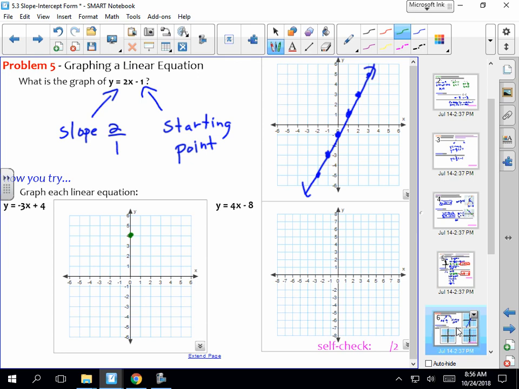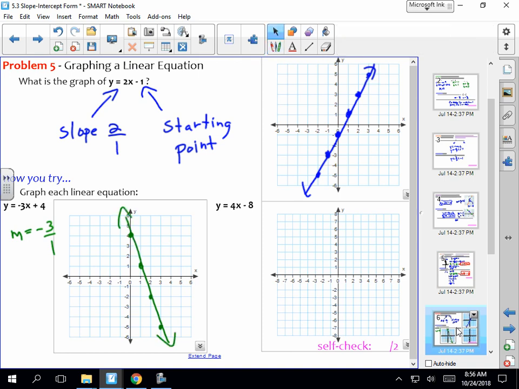What's my slope? -3 over 1. So what does that tell me to do from the starting point? Yep, down 3, right 1 to work. 1, 2, 3. And I'm not even going to bother going up 3 and left 1 because that'll take me right off the graphing grid. So 1, 2, 3 down and 1 over. 1, 2, 3 down, 1 over. And I could probably freehand that fairly well with those dots on it.